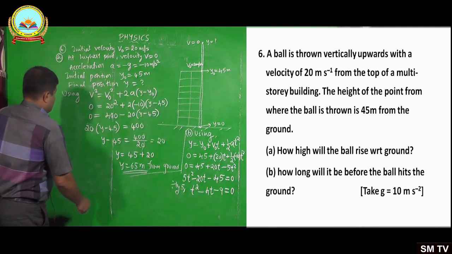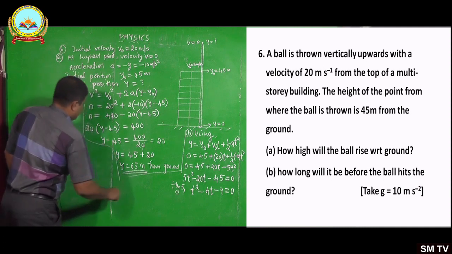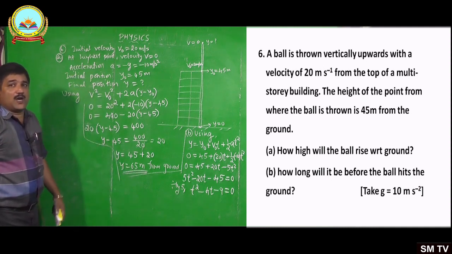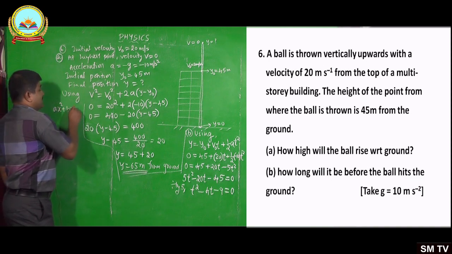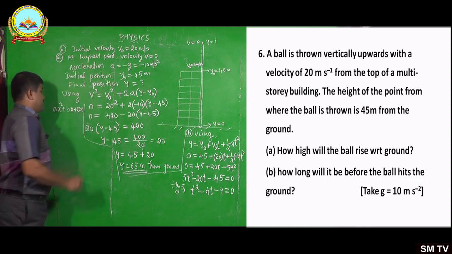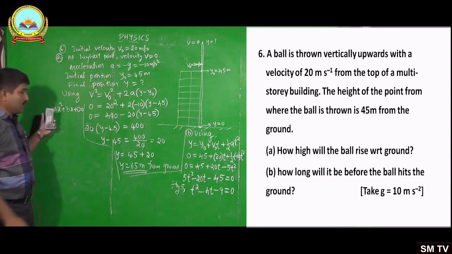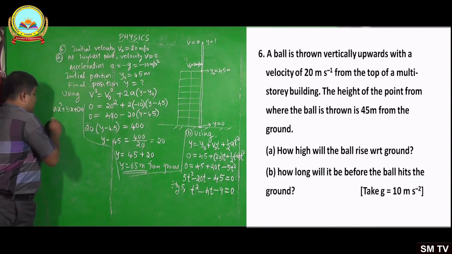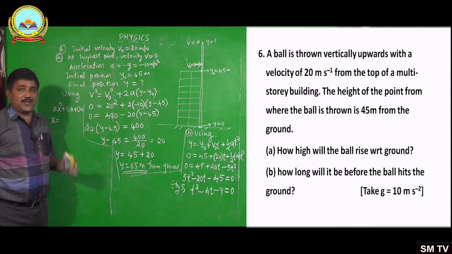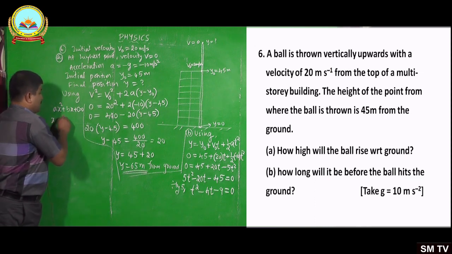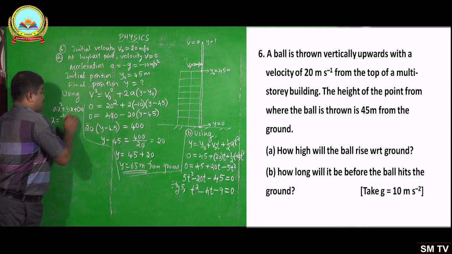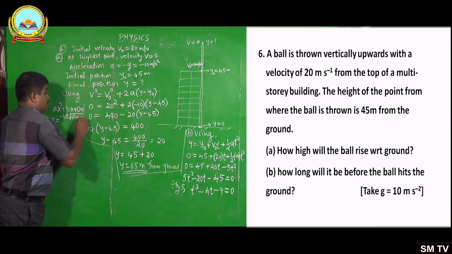So the quadratic equation formula is like this. When you have the equation ax square plus bx plus c equal to 0, this is a quadratic equation where a is not equal to 0, and the roots or solution of this equation is x equal to minus b plus or minus square root of b square minus 4ac.